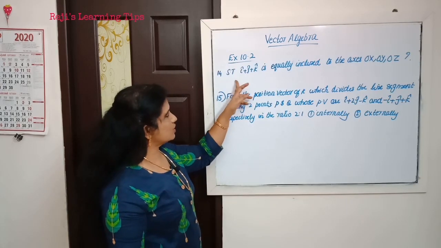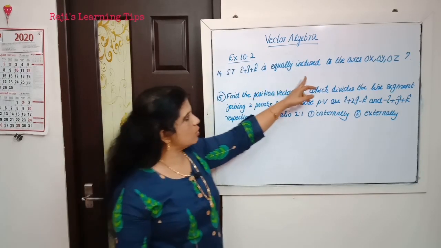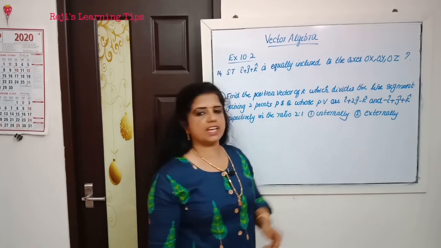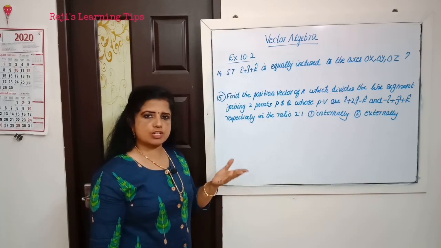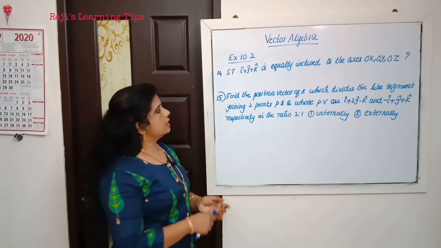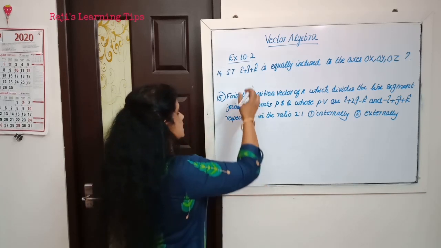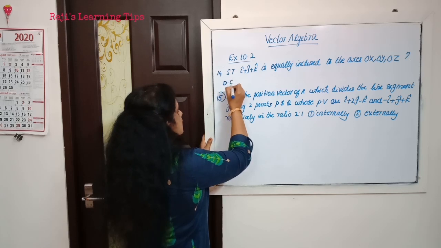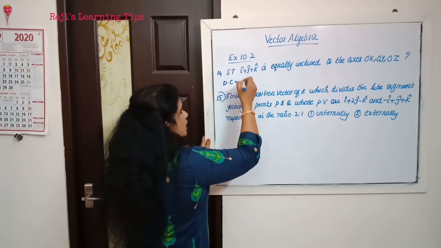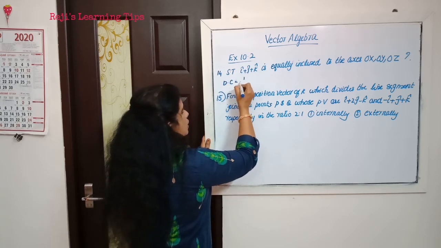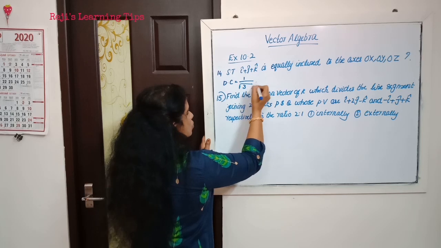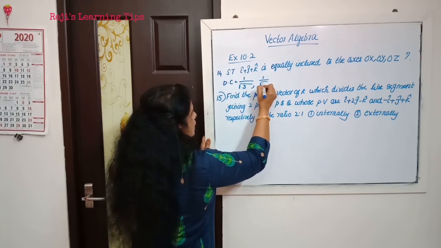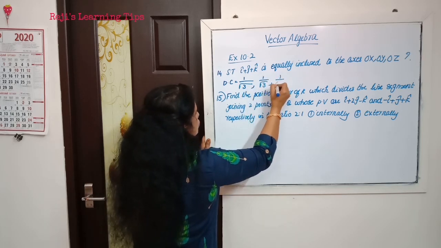Then 14th question: show that i plus j plus k is equally inclined to the axes OX, OY and OZ. Equal inclination means you should find the direction cosines; the direction cosines remain the same. Then we can find the direction cosine, which is x divided by root of x square plus y square plus z square, that is 1 plus 1 plus 1, root 3, so 1 by root 3, and that also 1 by root 3, and here also 1 by root 3.